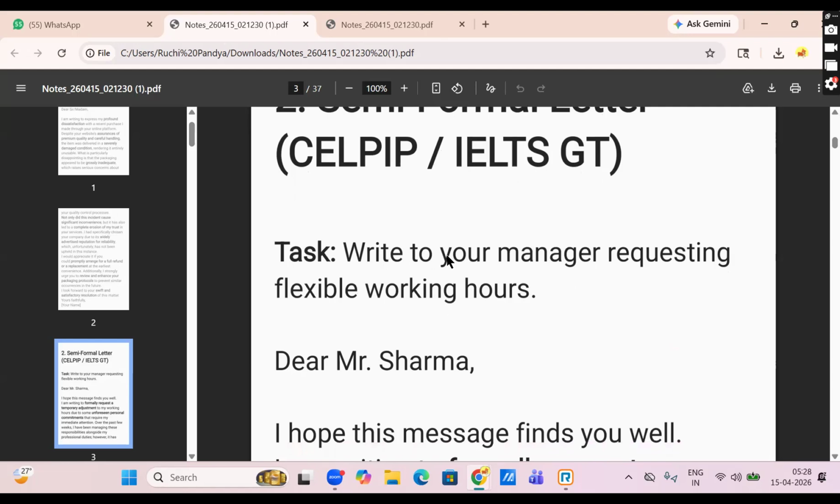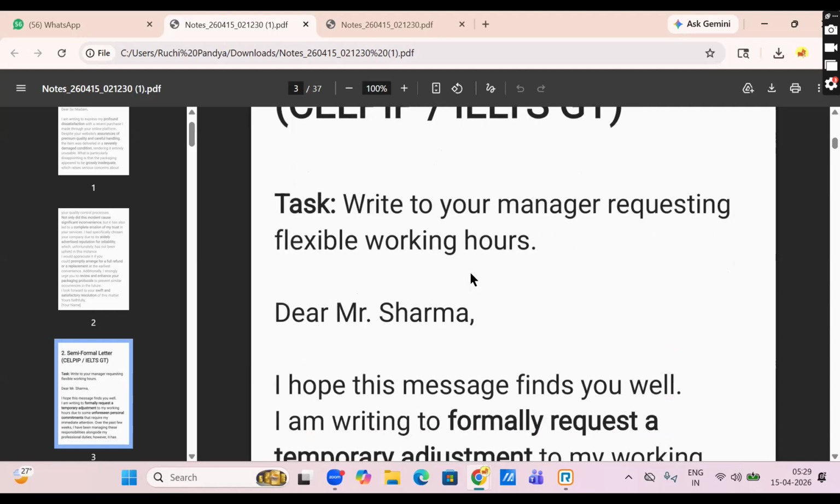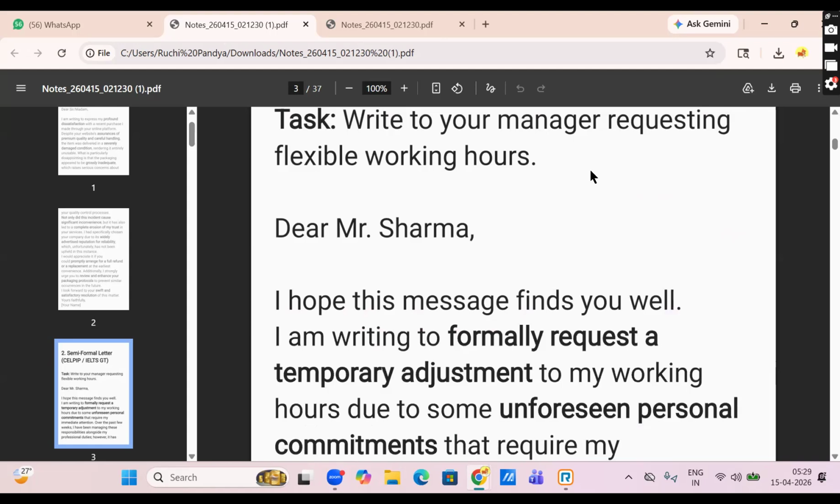You have to write to your manager. Look, here it doesn't even say write a letter, it directly says write to your manager, right? Write to your manager requesting flexible working hours. I will read the sample first, of course, and then I'll have you all also read after me, one by one, okay? I'll select who'll read. First let me read once.